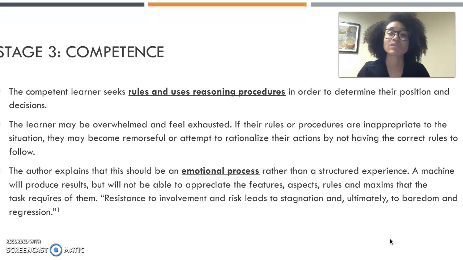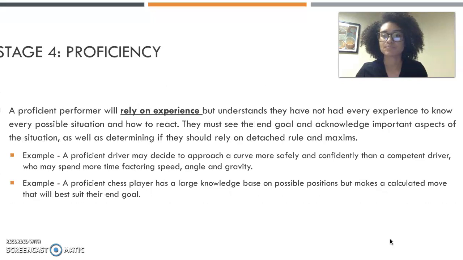So stage 3 is competence. The learner is using rules and reasoning in order to make decisions. An interesting comment from the author was that this is an emotional process, whereas a machine may go through a scenario and not care whether or not it's winning or failing, as it's not having an emotional investment. Whereas an individual, a human, is going to have some sort of response, and that response essentially drives them to complete the task and succeed.